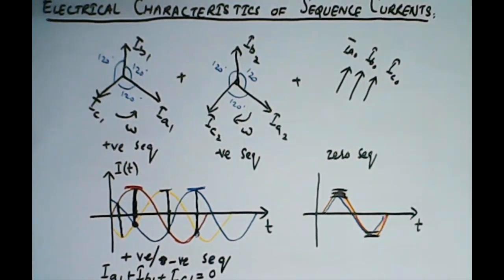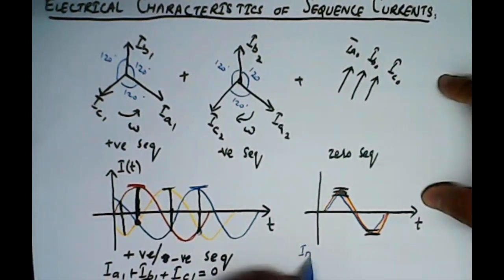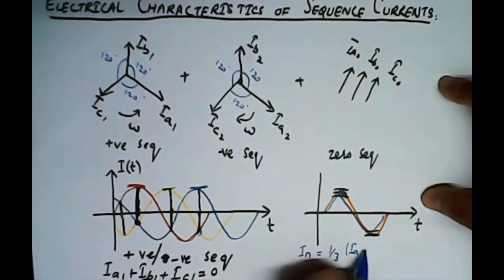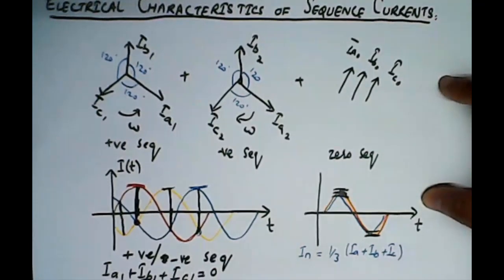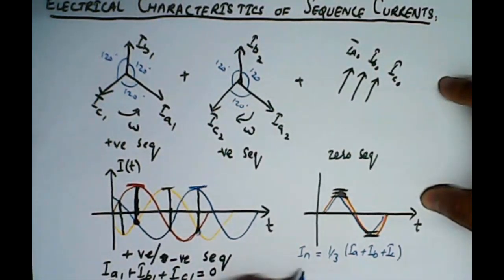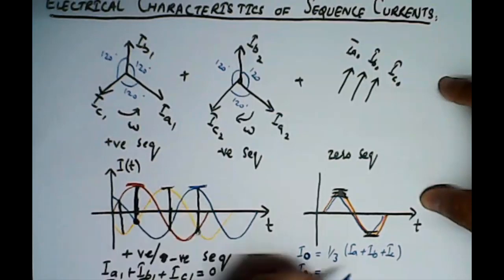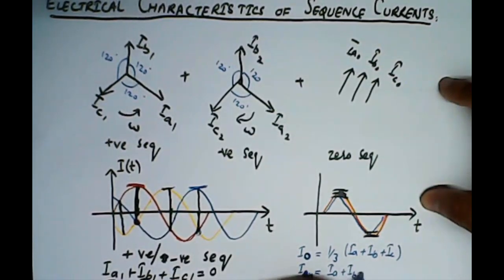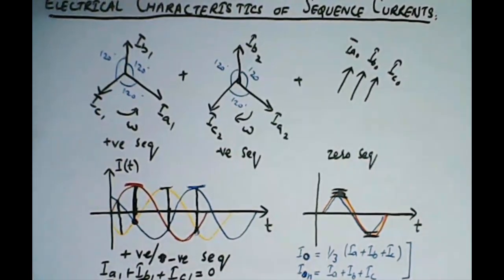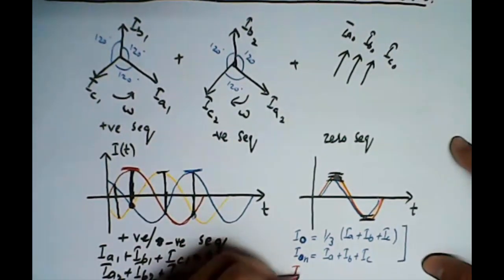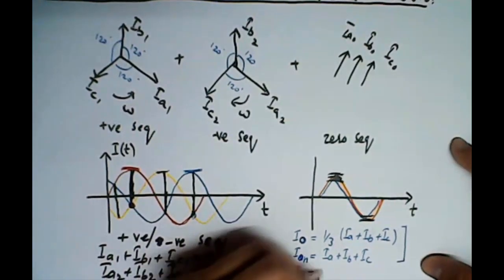We know that, once we have decided that the neutral carries this zero sequence current, this means I0 is 1/3 of (IA plus IB plus IC). And IN, the neutral current, is equal to the unbalanced current IA plus IB plus IC. When we compare these two equations, we get the result that the neutral current IN is equal to 3 I0.